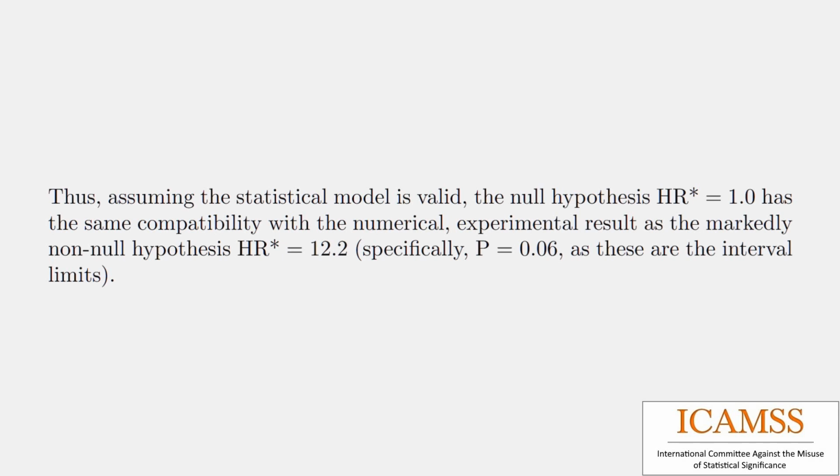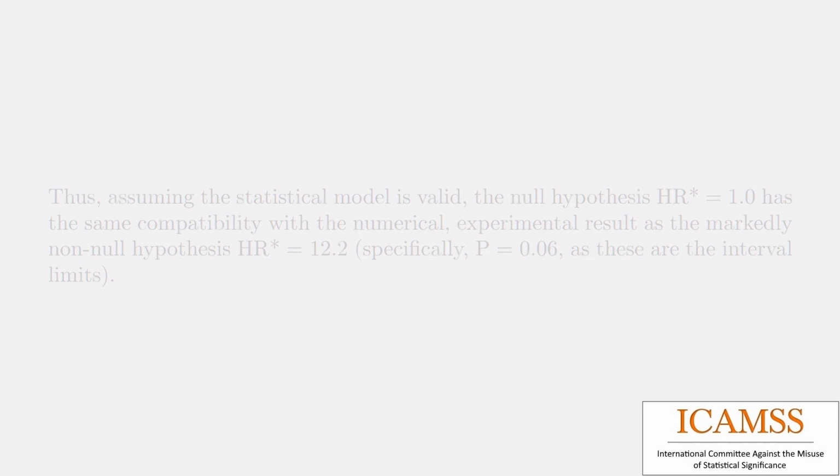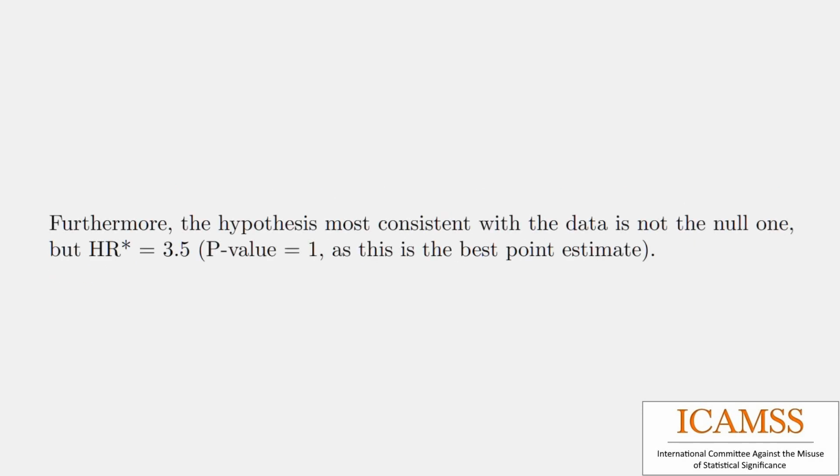Thus, assuming the statistical model is valid, the null hypothesis HR equals 1.0 has the same compatibility with the numerical experimental result as the markedly non-null hypothesis HR equals 12.2. Specifically, p equals 0.06, as these are the interval limits. Furthermore, the hypothesis most consistent with the data is not the null one, but HR equals 3.5, with a p-value equals 1, as this is the best point estimate.